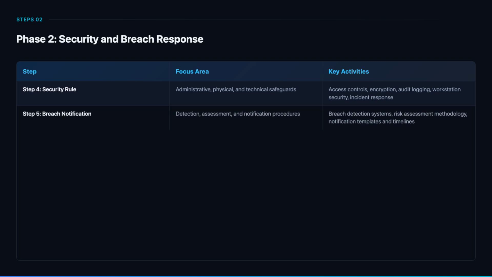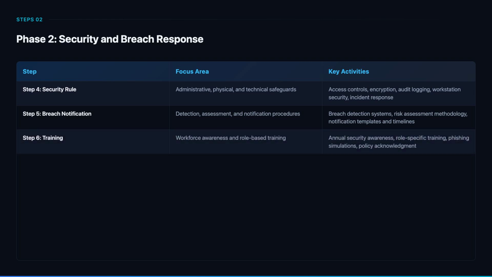Step 5 establishes breach notification procedures. Implement breach detection systems. Create a risk assessment methodology to evaluate incidents. Prepare notification templates for individuals, HHS, and media, and document the entire response process with clear timelines.